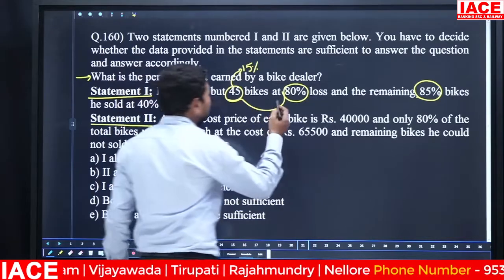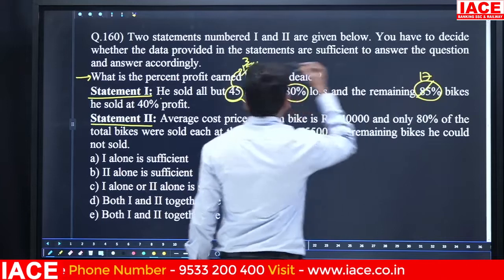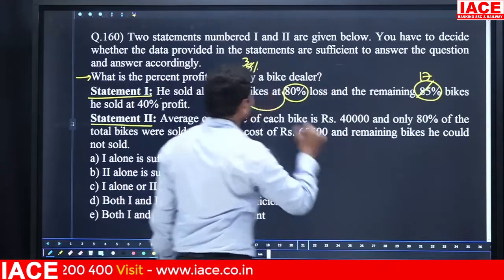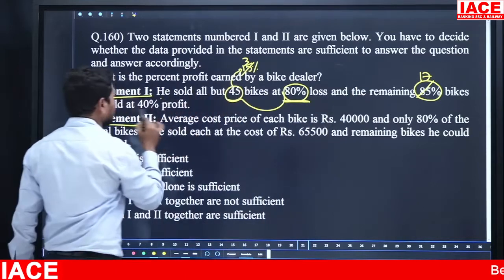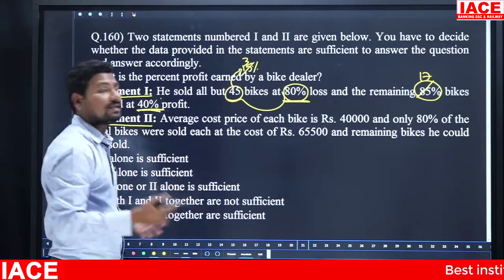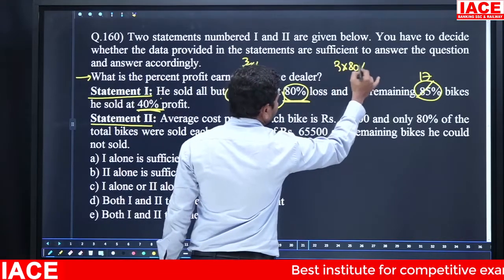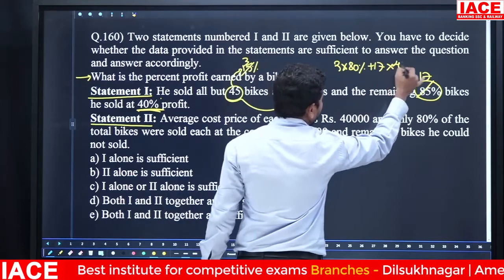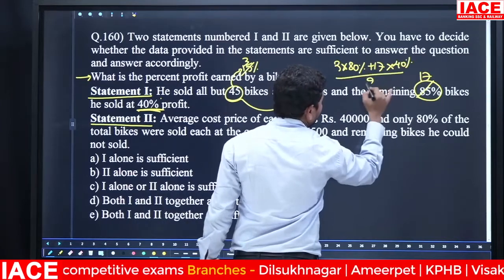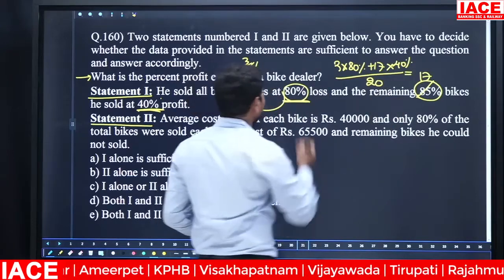That means you can simply assume it as five 3s and five 17s. Assume here 3 bikes and here 17 bikes. The first 3 bikes are sold at 80% profit, the next 17 bikes at 40% loss. Overall, how much percentage profit or loss? Then 3 into 80 percentage plus 17 into 40 percentage. Total, how many bikes are there? 20 bikes are there. When you solve this, you will get the overall profit or loss percentage.